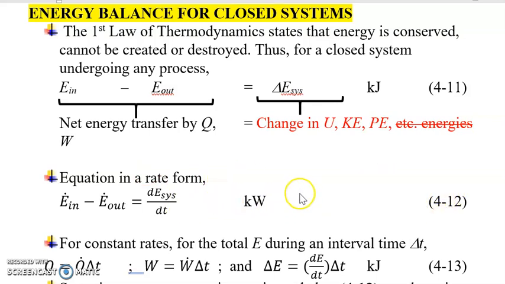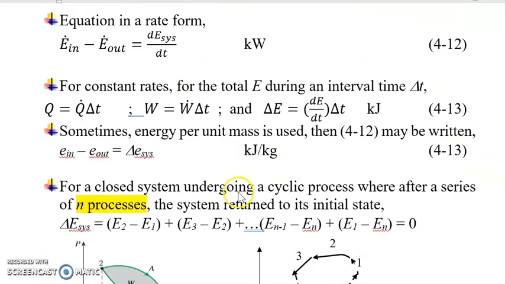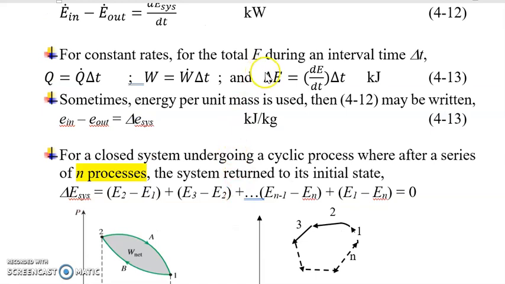See, the unit is kilowatt, which is kilojoule per second. For constant rates, for the total energy during a time interval delta t, then you have 4.13 with the units kilojoule. And sometimes energy per unit mass is used. Then you have kilojoule per kilogram given by 4.13. So any one of these would have been your energy analysis for the system.